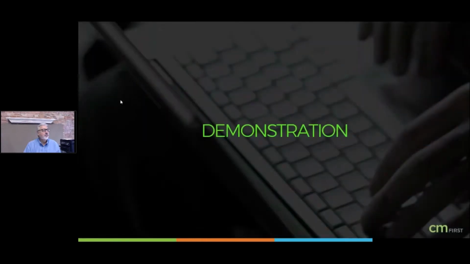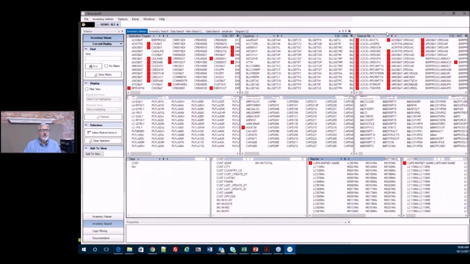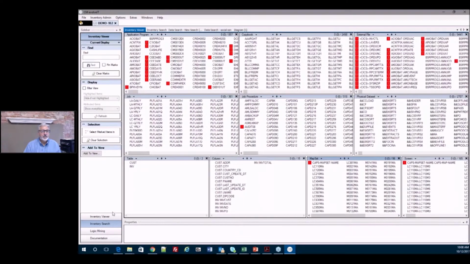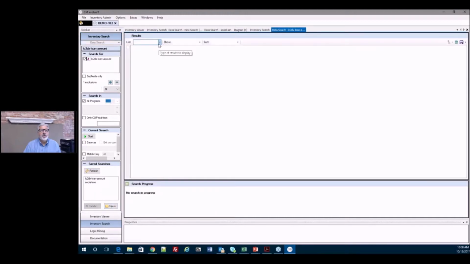So back to our demonstration again. I'm going to bring evolveIT up, and I'm going to start with a similar process that we used before. We're going to use a data search, and I'm going to open up a data search that I already have. You've seen it run. So we're going to talk about a loan amount in this case. So I'm going to open up this loan amount.